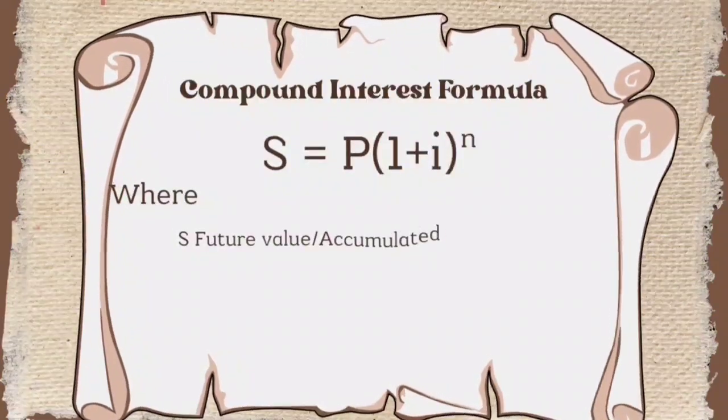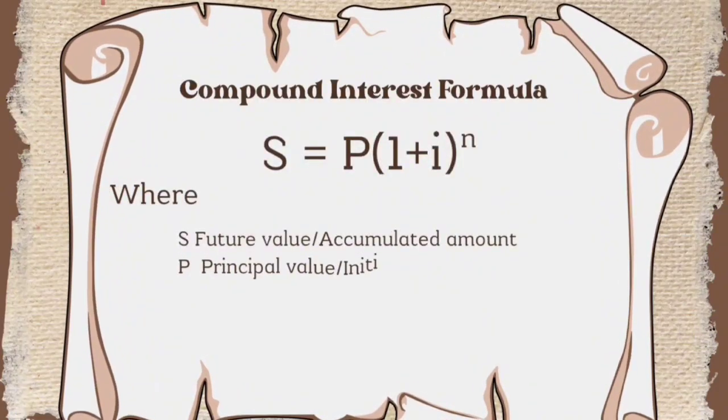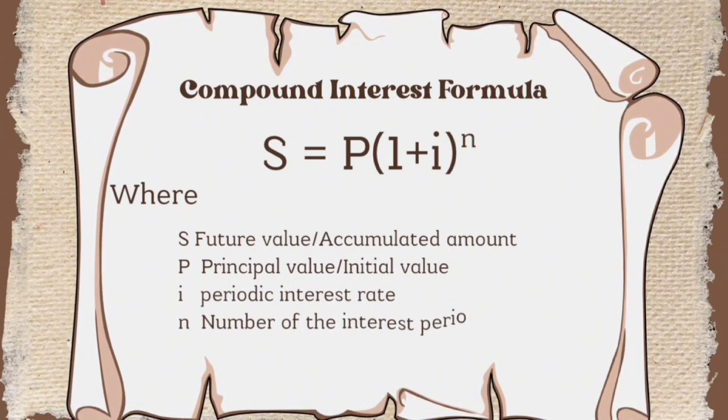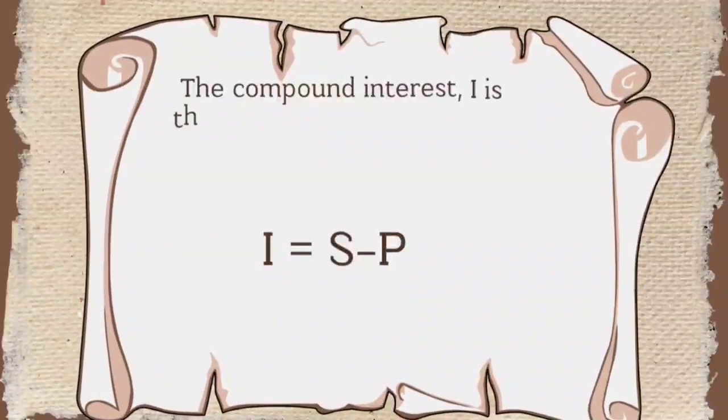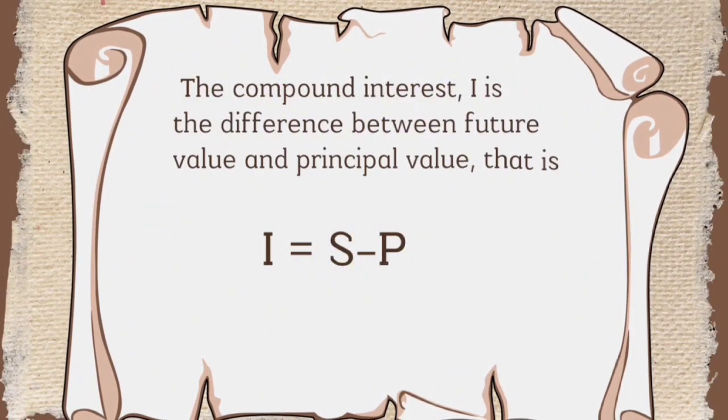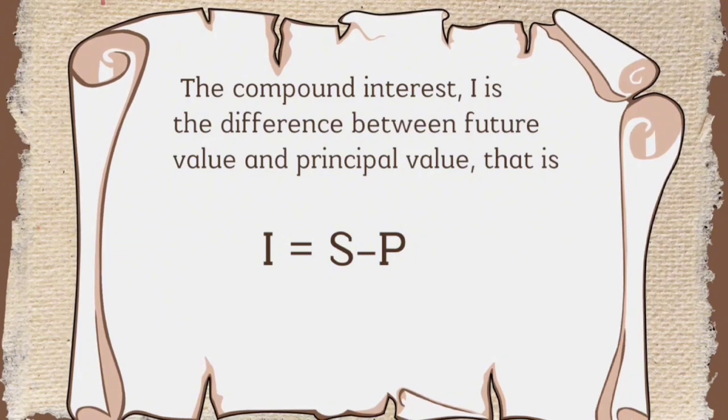Compound interest formula. S equals P open bracket 1 plus I close bracket to the power N, where S is future value or accumulated amount, P is principal value or initial value, I is periodic interest rate, and N is the number of the interest period in the investment period. The compound interest I is the difference between future value and principal value, that is, I equals S minus P.